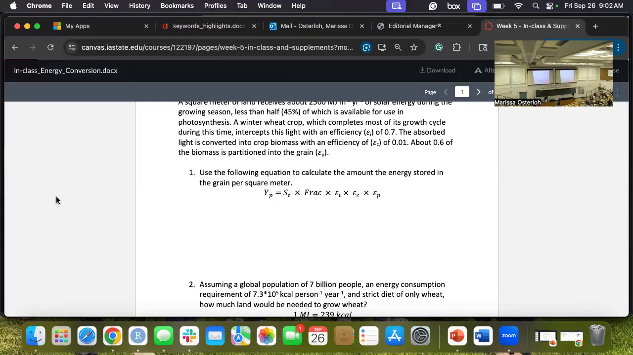We're doing an in-class example, so we're going to give you the equation you need, but you should be able to start thinking through these units because they actually mean something, right? And help you solve the problem.